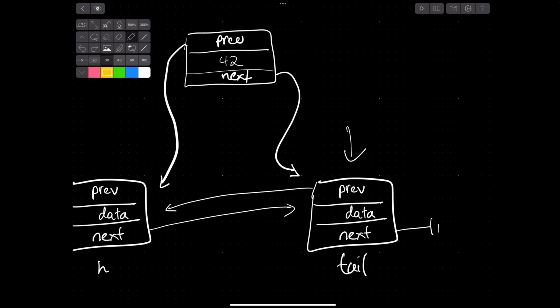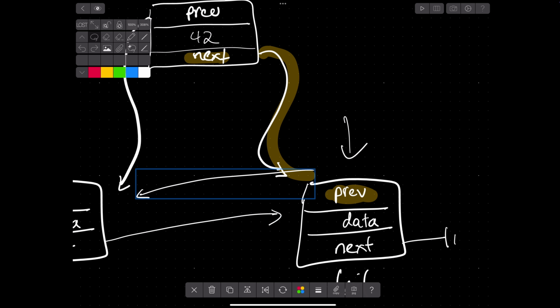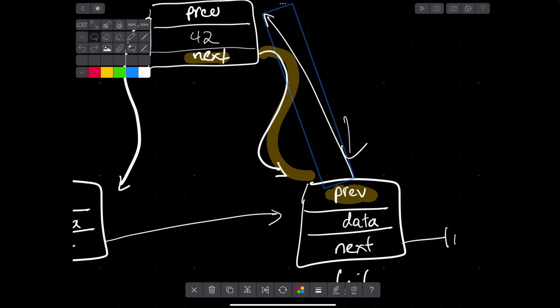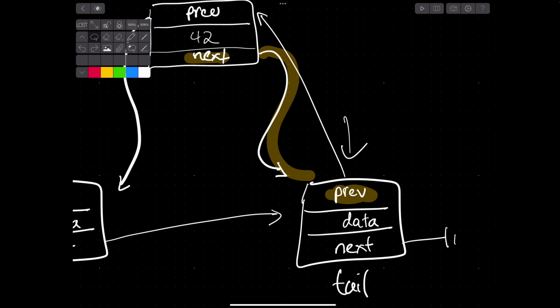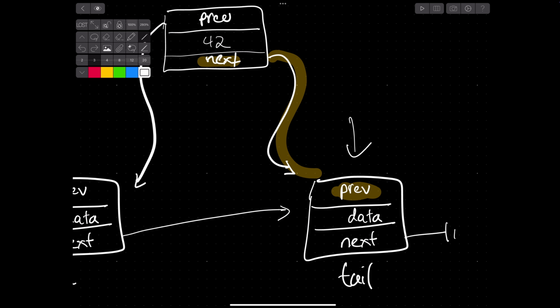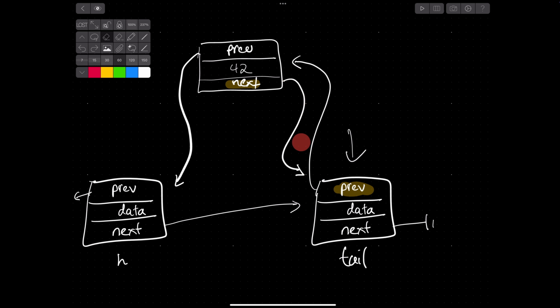What is our current next? Our current next is this node, and this node has a previous. So we're going to simply make this previous, rather than it pointing to this node over here, point to that node. And I'll just draw it a bit better. So, there we go. Cool. So now this side is fixed.